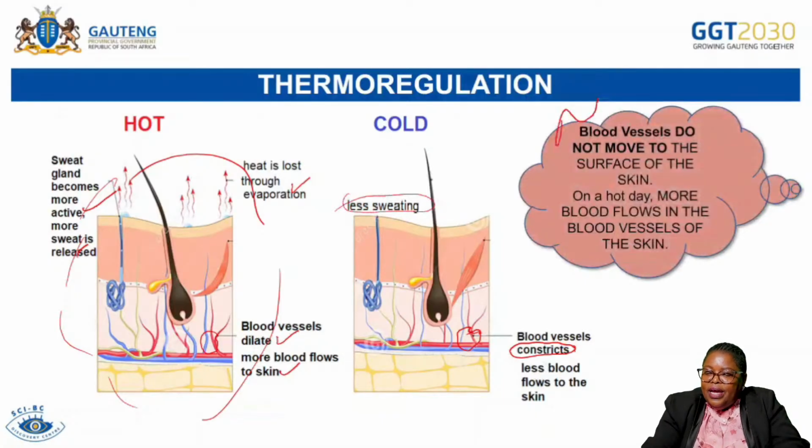Note that blood vessels do not move to the surface of the skin. But on a hot day, what happens? More blood flows in the blood vessels of the skin. It does not move to the surface of the skin, but on a hot day, more blood flows in the blood vessels of the skin.